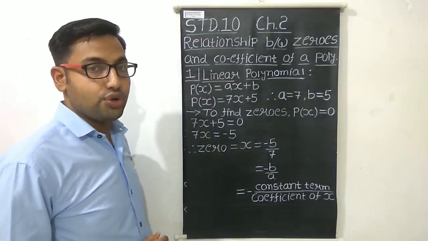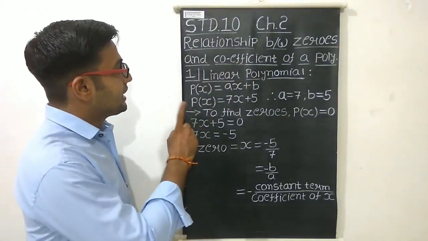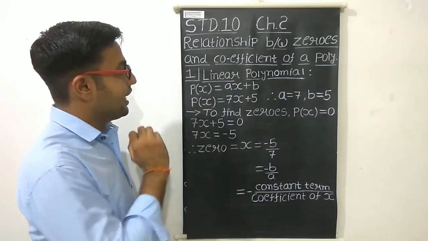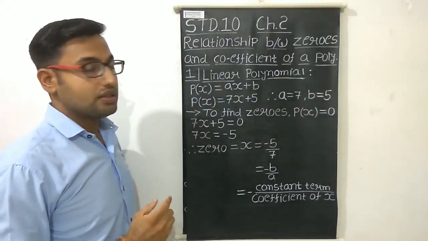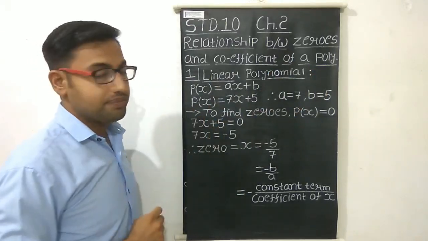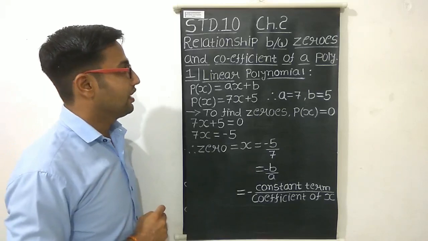Hello students, today we will study the relationship between zeros and coefficients of a polynomial. This is the topic of standard 10, chapter number 2, Polynomials.